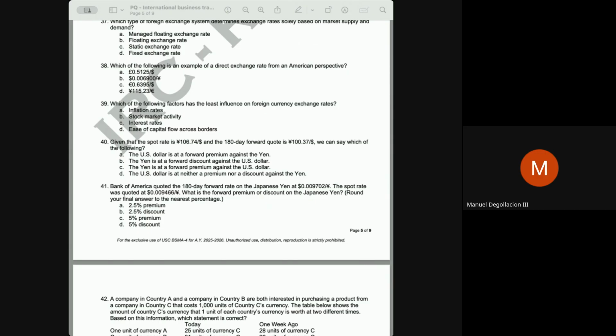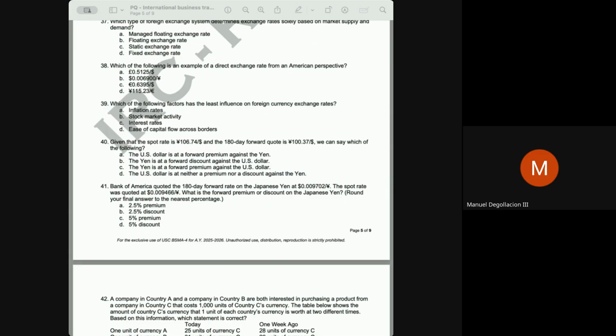39. Which of the following factors has the least influence on foreign currency exchange rates? Inflation rates is a big factor. Also your interest rates, and of course, the ease of capital flow across countries or across borders. So the best answer here is letter B, stock market activity.